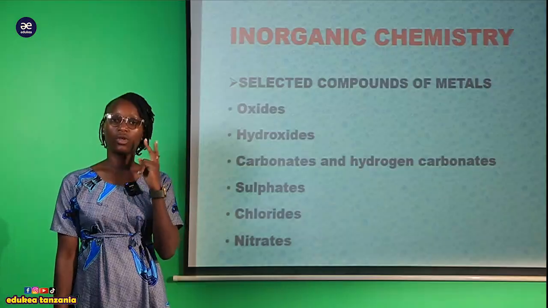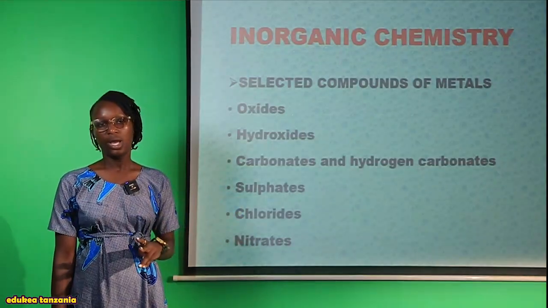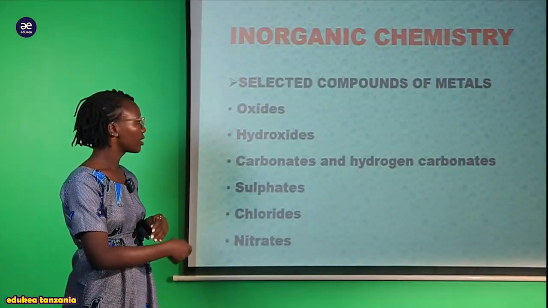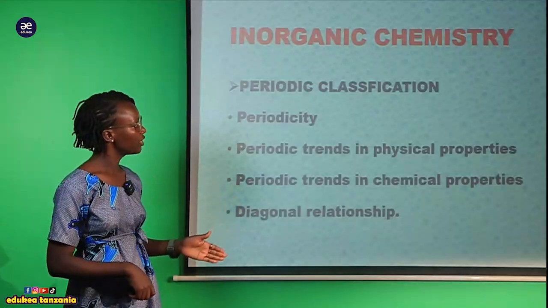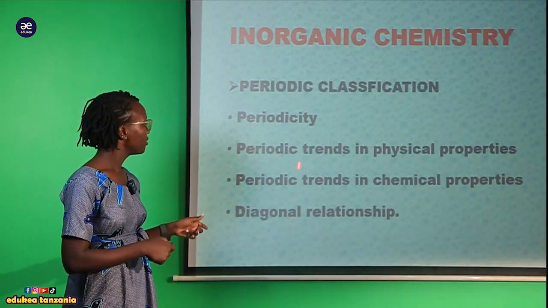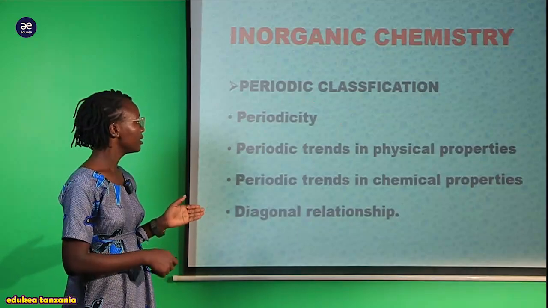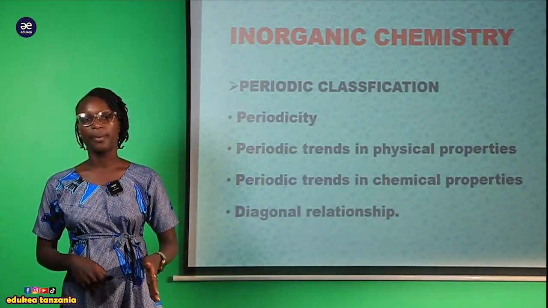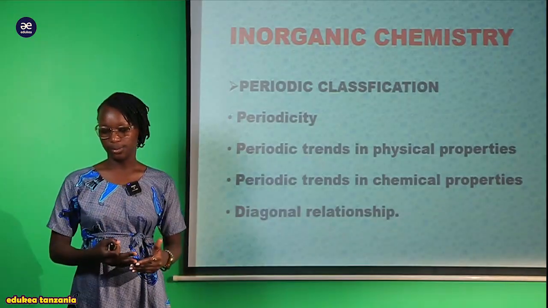Kwa hiyo tutakuwa na topic mbili, periodic classification na hiyo selected compounds of metal. Na kila topic ina coverage zake. So simply tutaenda kuanza na nini? Na periodic classification. Ambayo periodic classification ina involve mainly four subtopics, ambayo ni periodicity, periodic trends in the physical properties and chemical properties, and last is all about diagonal relationship.